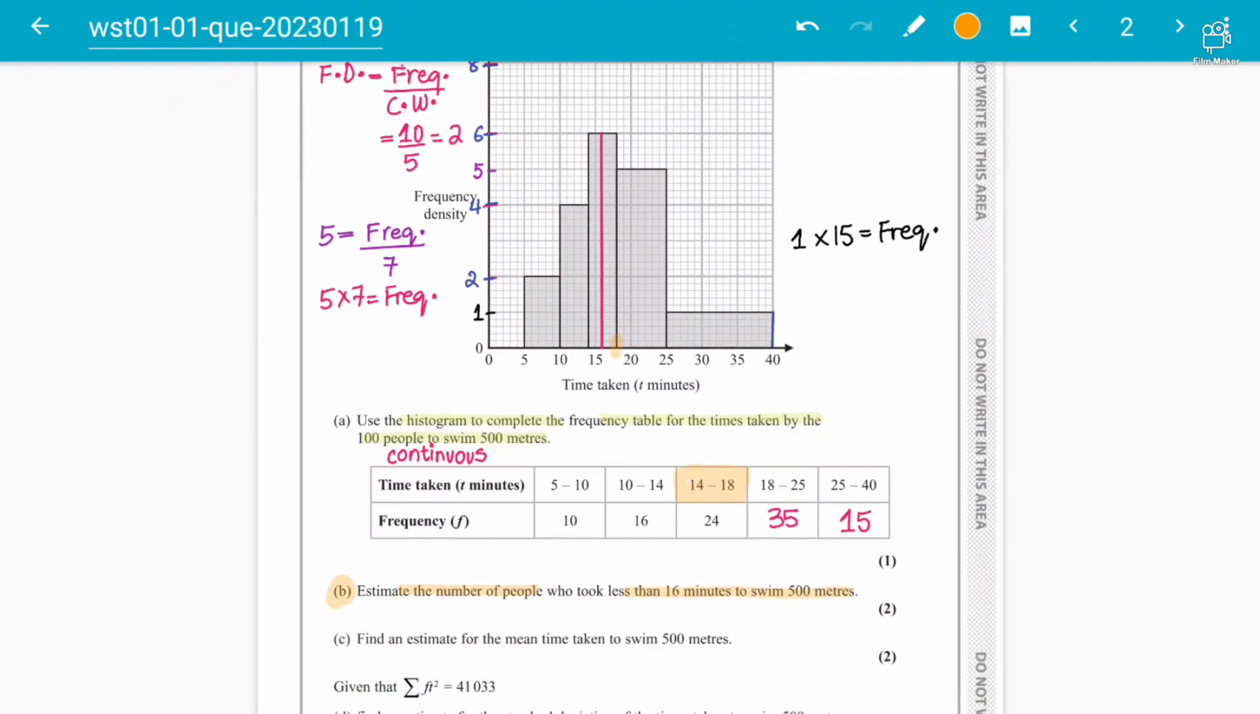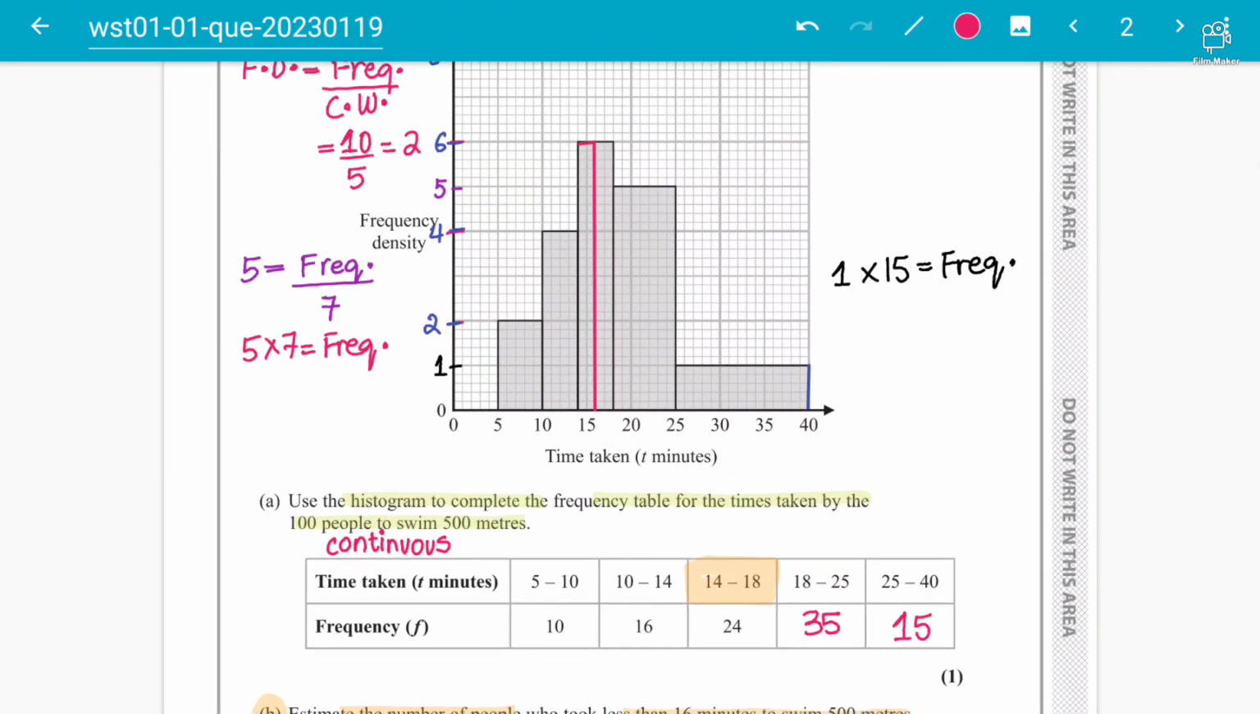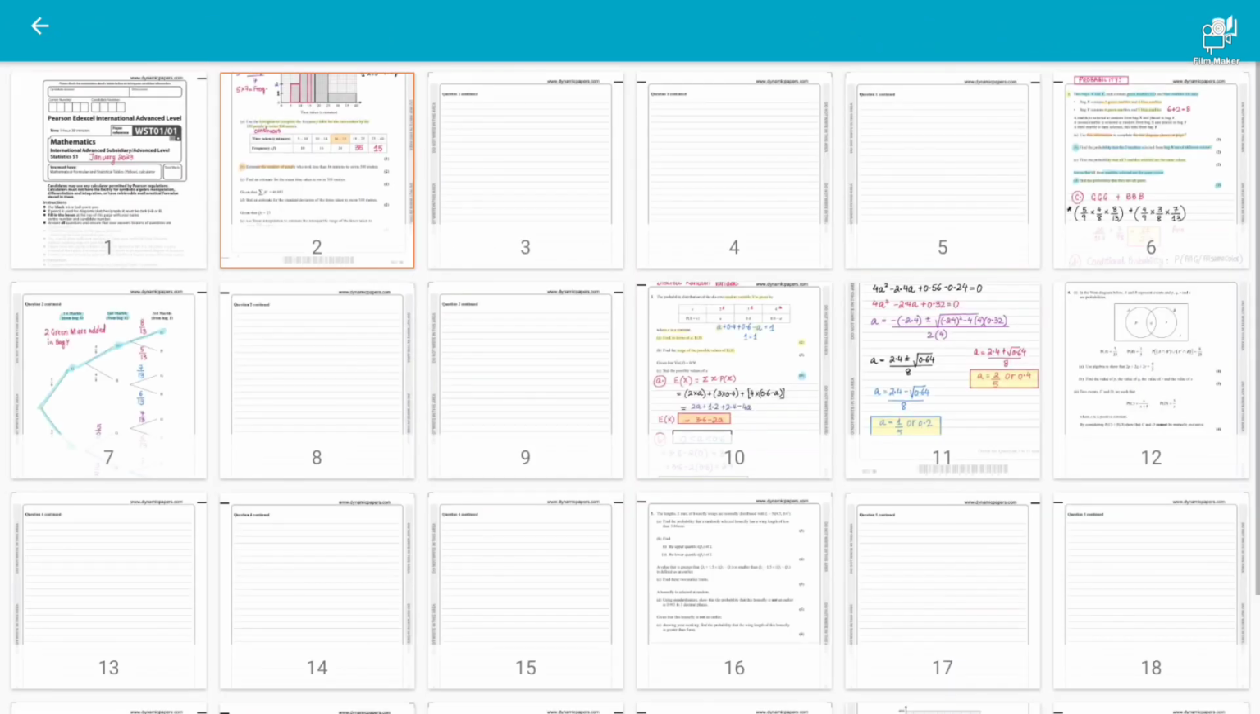I'll zoom out now. So you have to get the rectangle area to get the frequency, that is, how many people there are. So here we go, this will be one box and these will be the other red boxes that you have to count, who took less than 16 minutes. So you just have to count the boxes. Okay, so let's do part B on the next page.